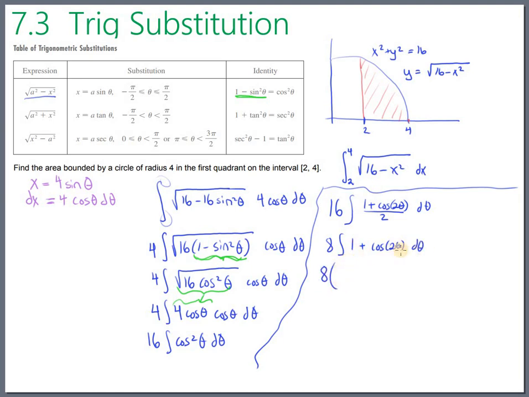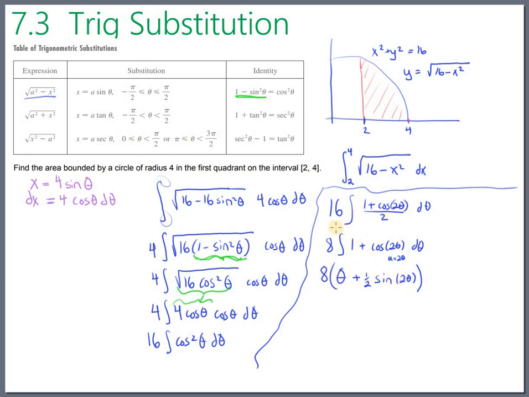1 integrates to theta. Keep in mind, we're still in theta here. We haven't gone back to x yet. So 1 integrates to theta. Cosine of 2 theta, you need a u substitution there. You need to make u the same thing as 2 theta. I think we're getting comfortable with that one, so I'm not going to write all of that out. But the cosine 2 theta will integrate to 1/2 sine 2 theta. And this now is still in theta.